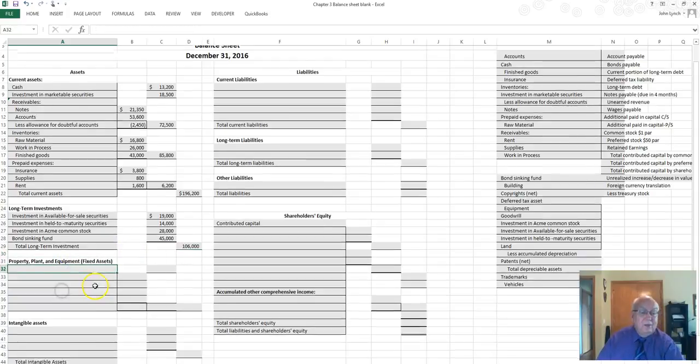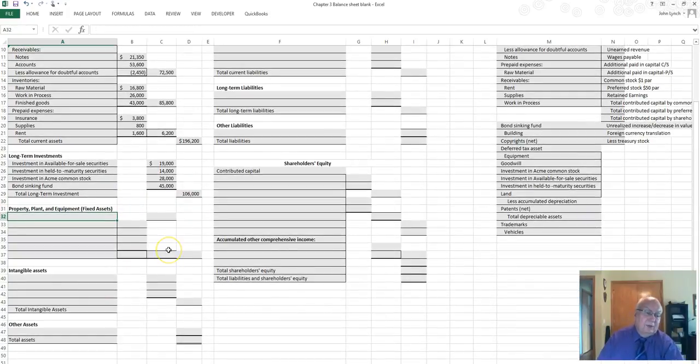Okay. Now this one you've had in financial accounting. It was property, plant, and equipment, like I said, also called fixed assets. So the first one we'll start with is land. I'll just type that in because it's about as fast. Then we have building. And then we will have equipment. And then we'll have vehicles.